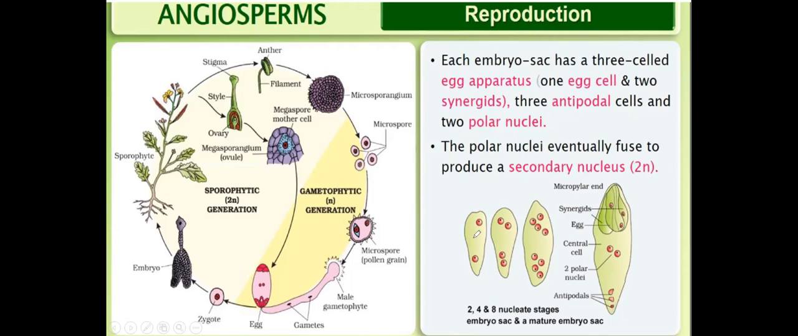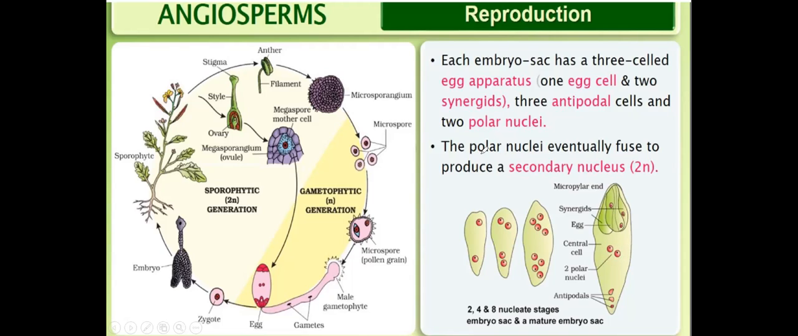This megaspore, because of mitosis, will develop into two cells. Then again there will be mitosis, 2 stage to 4 stage. Then again mitosis, 4 stage to 8 stage. Now this is the 8-nucleate stage embryo sac. Then ultimately one nucleus from each side will come to the center. That is called the central cell.